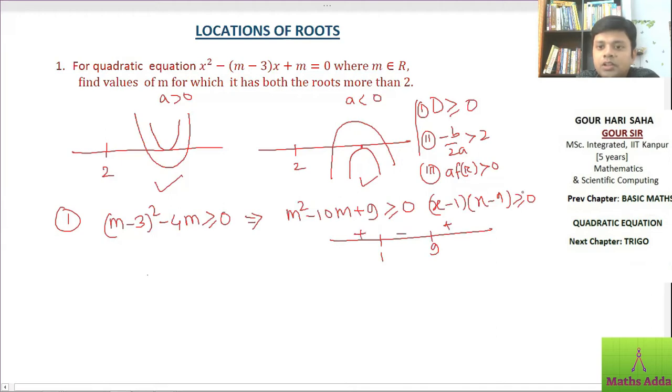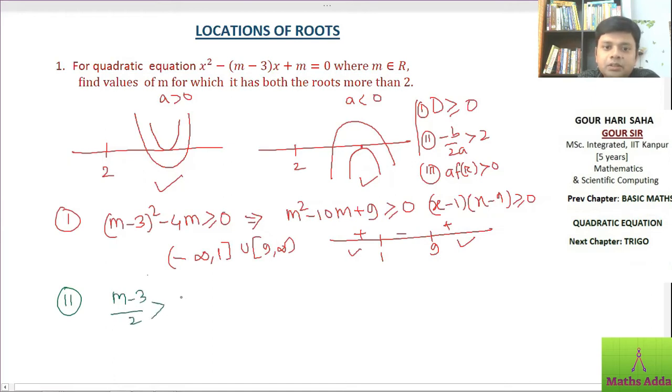We are looking for what? Greater than or equal to 0, plus. So this and this. So it is minus infinity to 1 union 9 to infinity. The second condition is minus b by 2, that is (m minus 3) by 2 greater than 2. This means m is greater than 7. This means it is 7 to infinity. This is the second one. This is first and this is second.